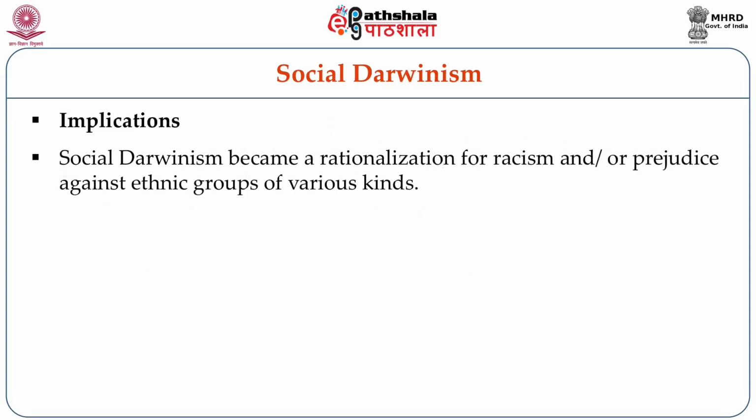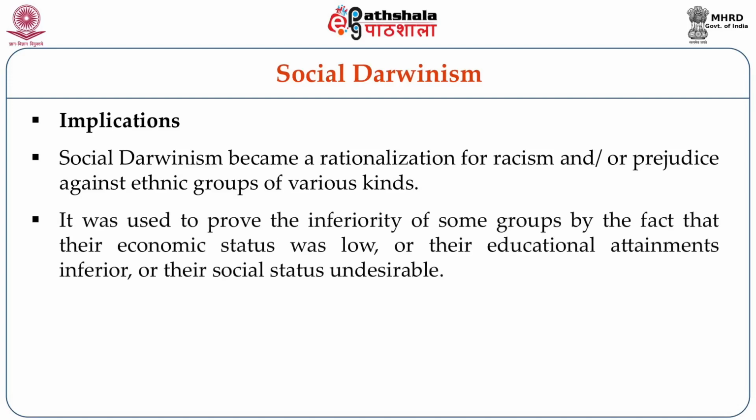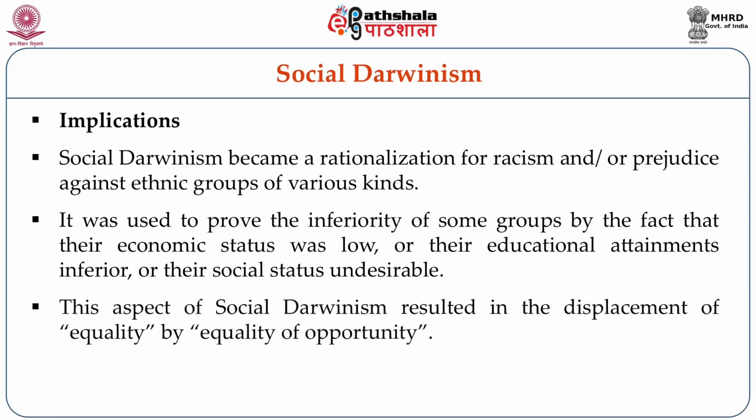What are the implications of social Darwinism? This ideology became a rationalization for racism, of inequalities, prejudices, a whole lot of things, because it was used to prove the inferiority of some groups by the fact that their economic status was low or their educational attainments were inferior and their social status was undesirable. This aspect of social Darwinism resulted in the displacement of equality by equality of opportunity.